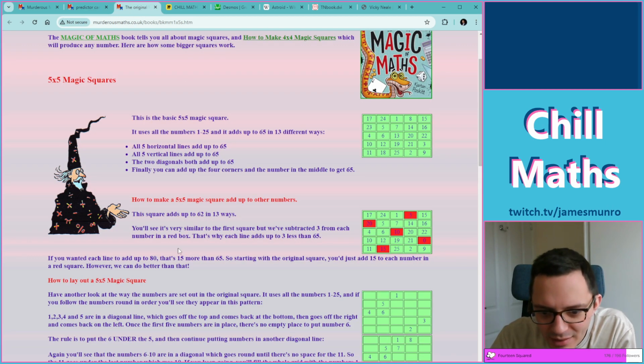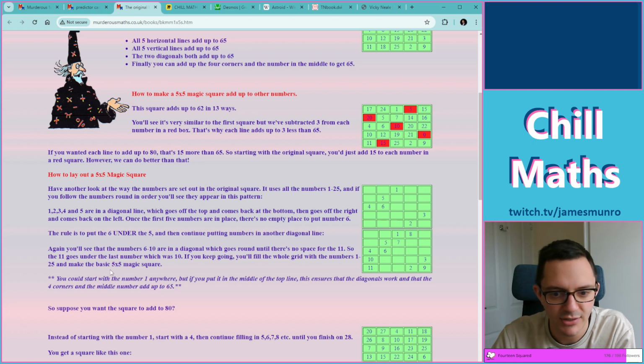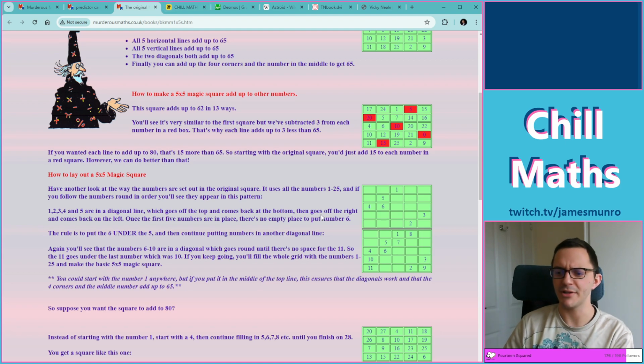Good, check. What was this about putting the 6 under the 5? Just go over the top, because I placed the 1. No space for the 6, yep, because I already have a 1 there. Put the 6 under the 5. Now continue. 6 to 10 goes around with no space for the 11. So the 11 goes under the last number, which was 10. Oh gosh, okay. Maybe I don't understand what's going on.